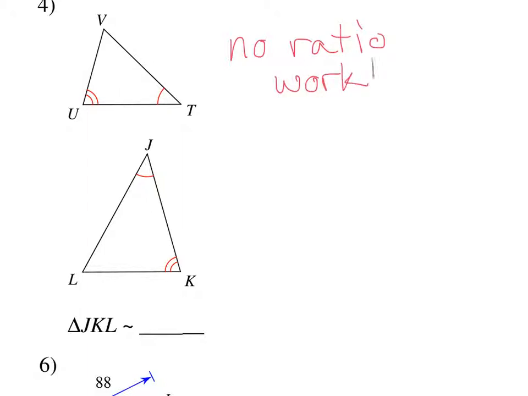Yay, no ratio work needed, because this one is an angle-angle similarity, and like we talked about, there's no S in this shortcut. So since there's no S in this shortcut, there's no math work that has to be shown. This should become your favorite similarity shortcut because it requires the least amount of work of any of them.